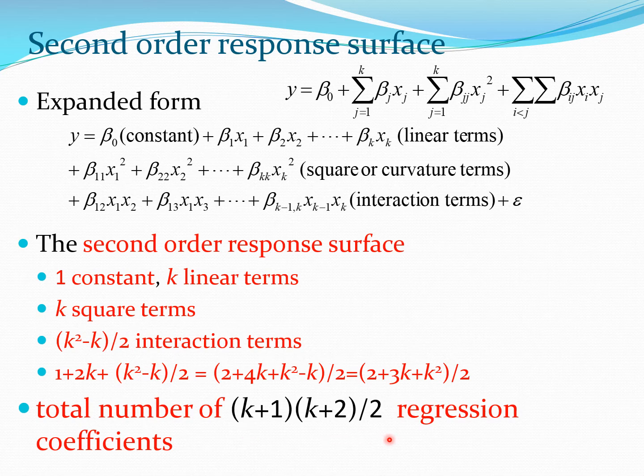Now this is the same as k plus 1 times k plus 2 by 2 if we want to write it in a simpler form. If you multiply this out, you get k square plus 2k plus 1k, that is 3k, plus 2. So essentially this is the number of regression coefficients in a second degree response surface. So remember that it's k plus 1 into k plus 2 by 2.